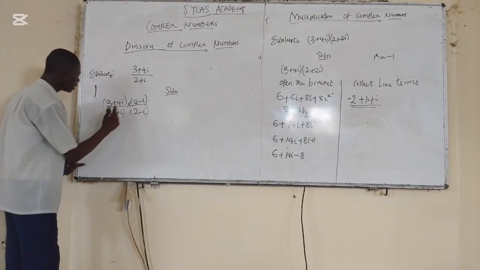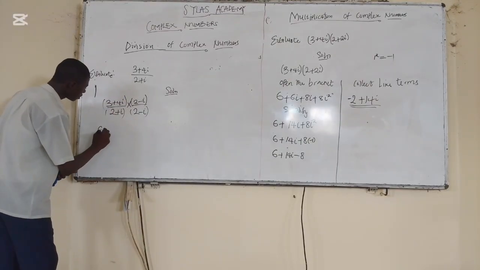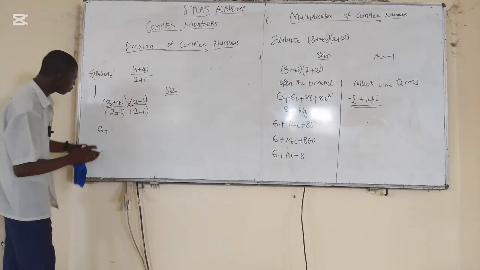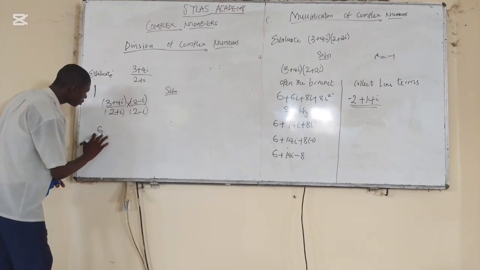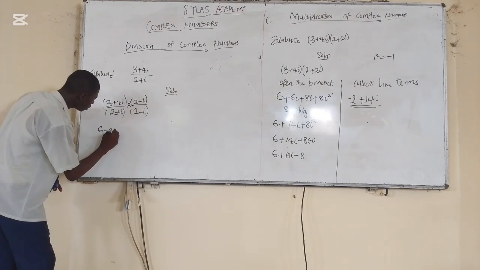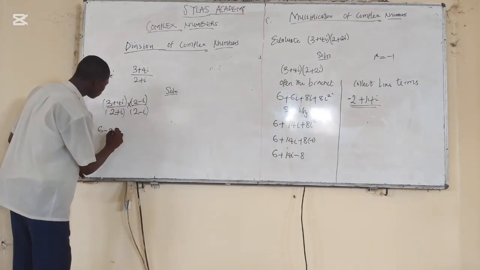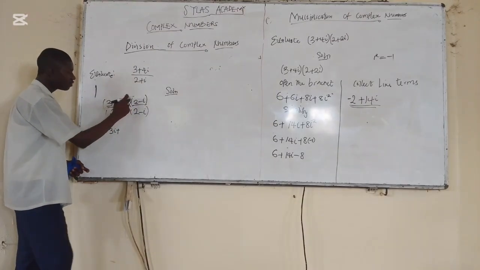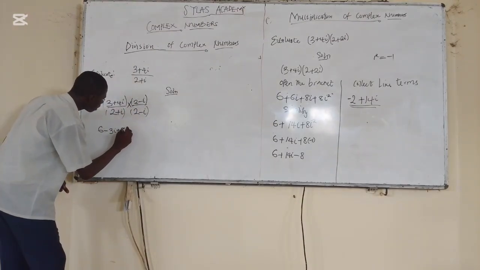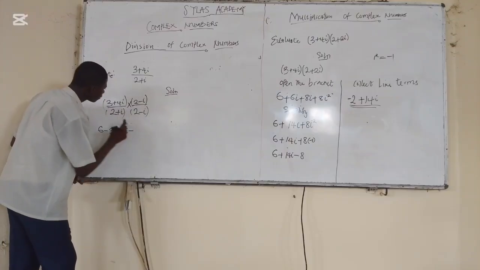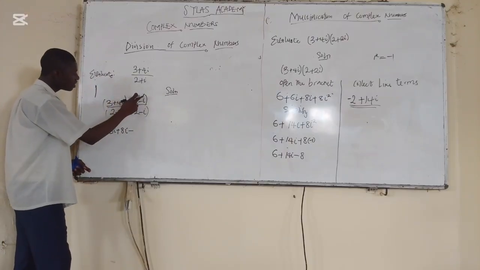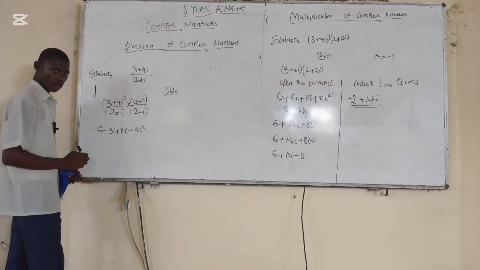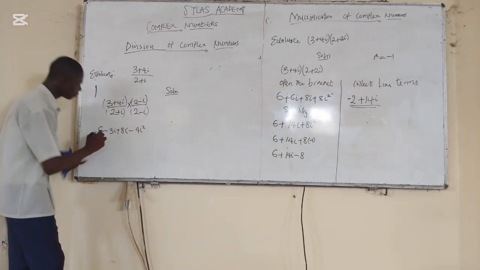3 times 2 gives you 6. Plus 3 times minus i gives you minus 3i. Plus 4i times 2 gives you 8i. Minus 4i times i gives you minus 4i squared. Are you following now? This is for the numerator.